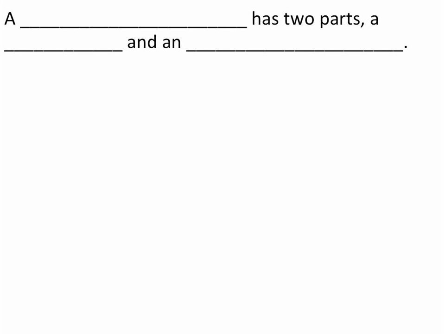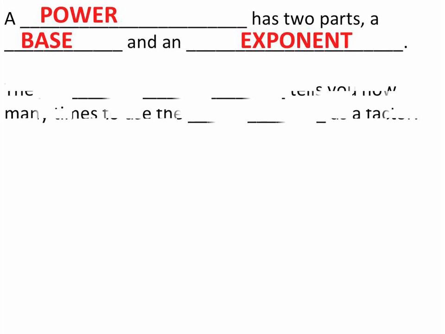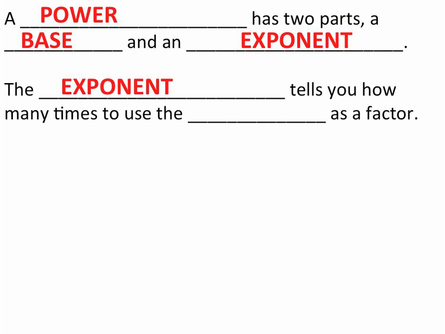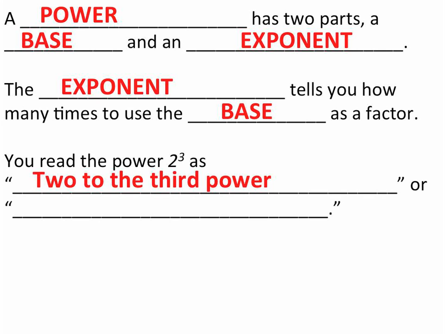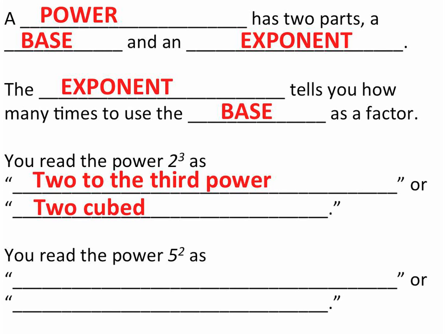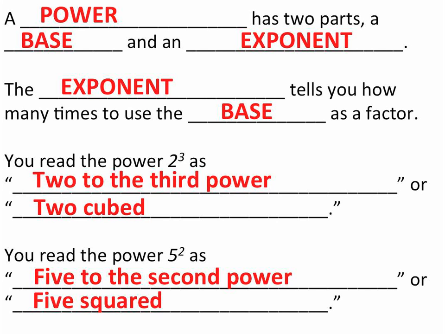Some vocab stuff. A power has two parts. It has a base and an exponent. The exponent tells you how many times you use the base as a factor. So how many times am I going to multiply the number by itself? You read the power 2 with a little 3 exponent as 2 to the third power or 2 cubed. We read the power 5 with a 2 as an exponent as 5 to the second power, or most of the time you would hear that as 5 squared.